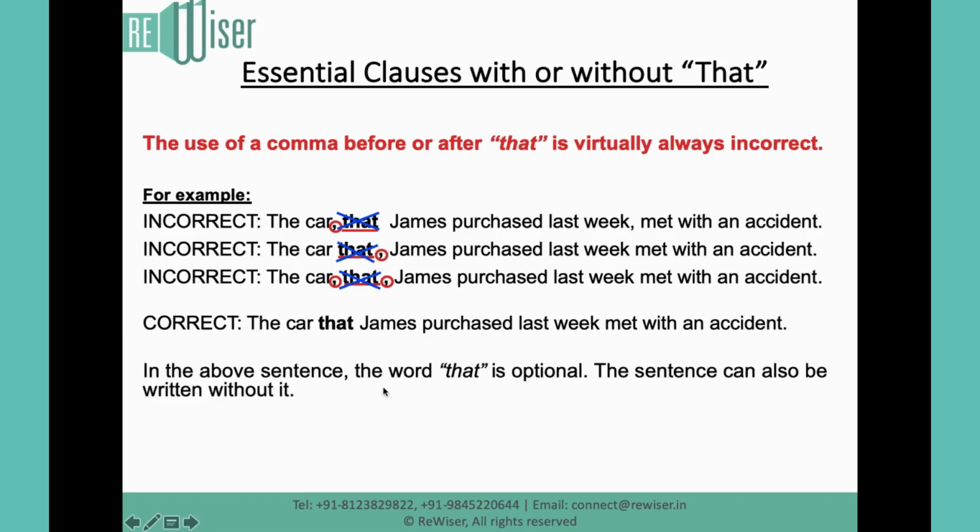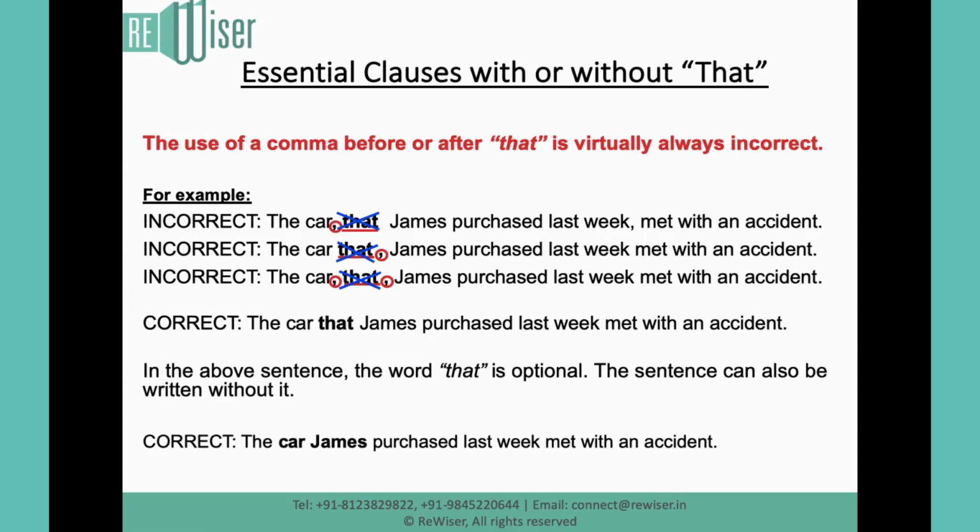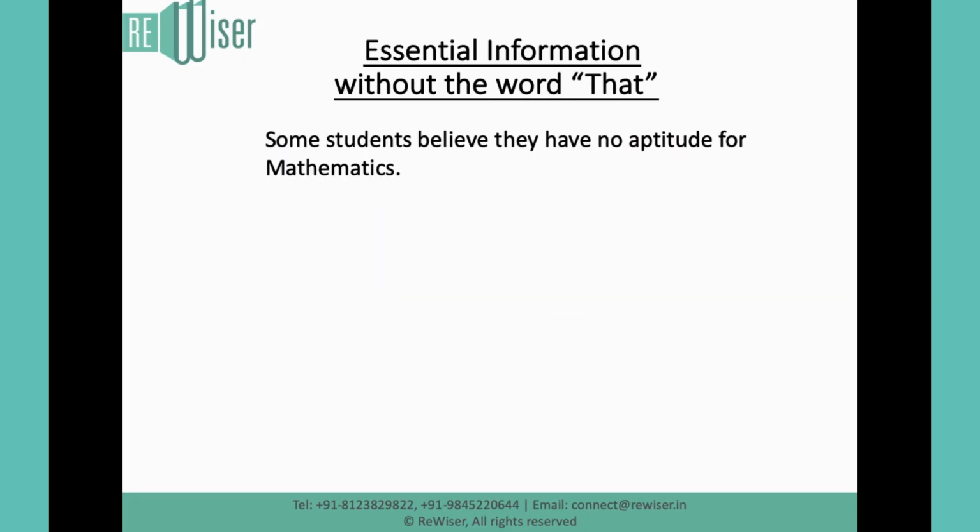Now, the funny thing is, this sentence can again be written without the word that. Like this: the car James purchased last week met with an accident. Now, what happens is you will get questions where they would have put a comma between car and James. In your mind, you've got to ask yourself, can I put the word that over there between them? Of course, I can say the car that. Now, if I put the word that, I would not use a comma, and therefore the use of a comma here also is wrong.